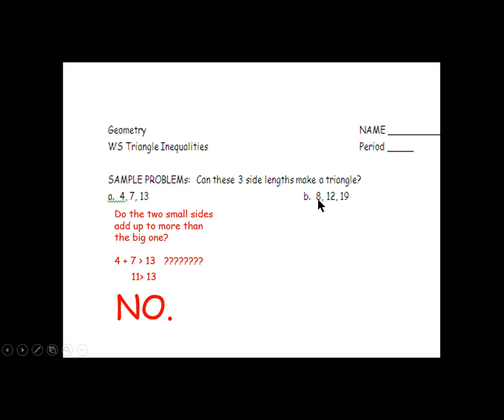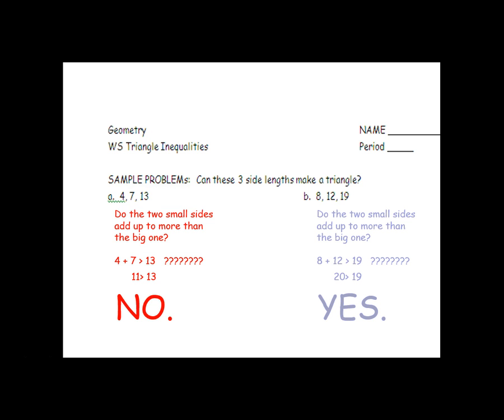Could you make a triangle with side lengths 8, 12, and 19? Well, again, we check if the two smaller numbers add up to more than the big number. Is 8 plus 12, the two small ones, does that add up to more than 19? Is 8 plus 12 more than 19? Yes. So in that case, we could make a triangle with those side lengths.